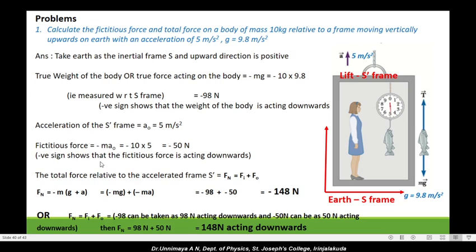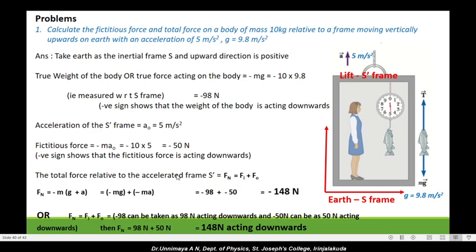So minus ma0 will be equal to minus 10 into 5, which is equal to minus 50 Newton. This is the fictitious force. The negative sign also indicates that the fictitious force is acting downwards. So we find out what is the force in the inertial frame and what is the fictitious force. So fictitious force is minus 50 Newton. Then we have to find out the total force.